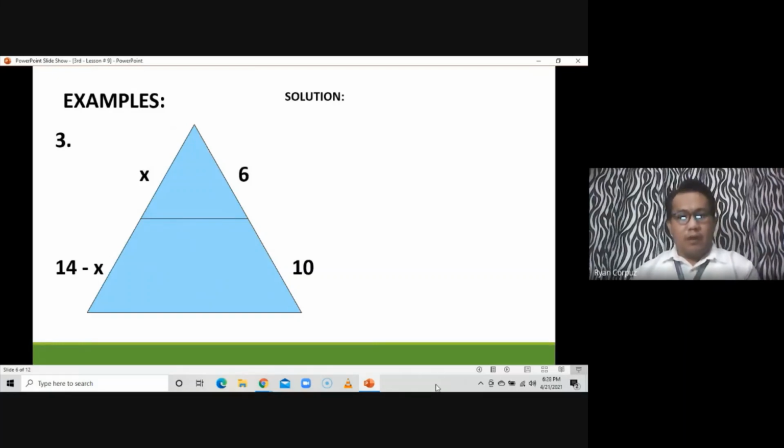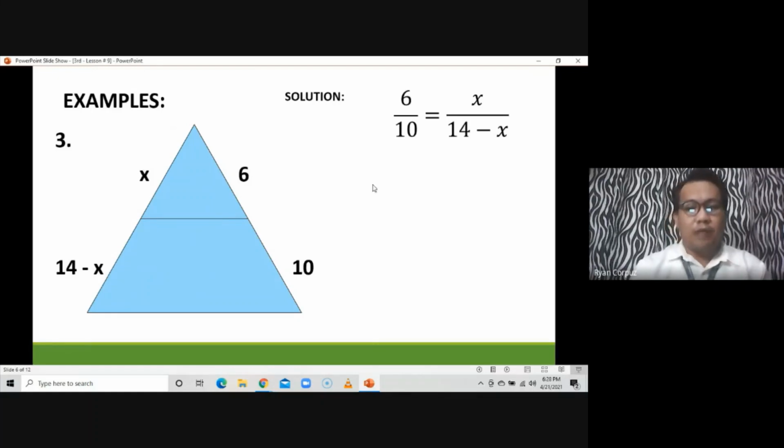So here, again, with the application of the basic proportionality theorem, let's form first a proportion. Again, you can form proportion vertically and horizontally. So what we did here is form a proportion vertically. So pwede, inuna natin yung 6/10, pero pwede naman siyang kabaliktad eh. Kahit nandito yung 6/10, that will just be the same. So, inuna na natin, pinagpalit natin.